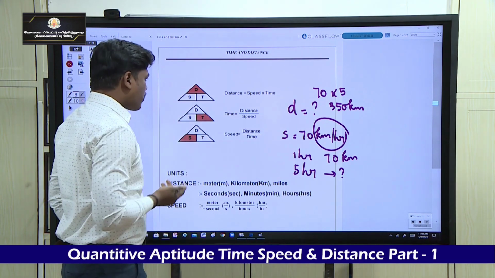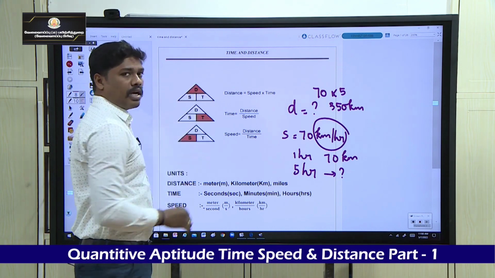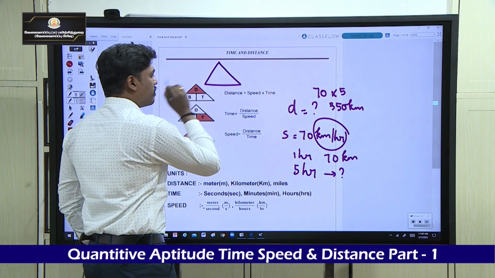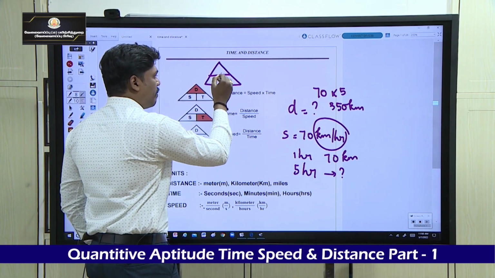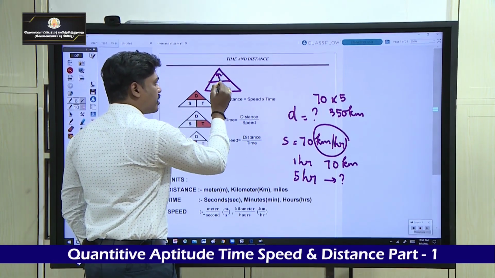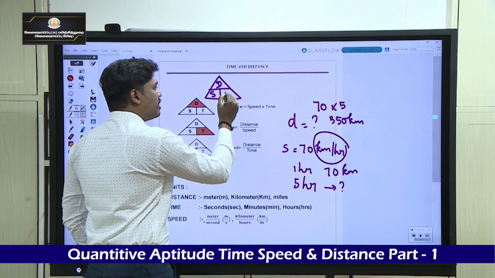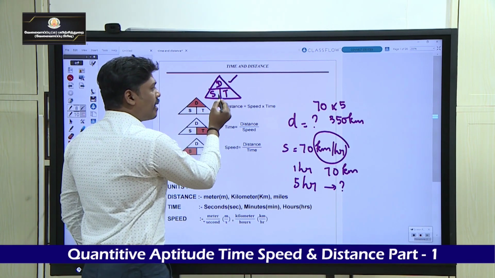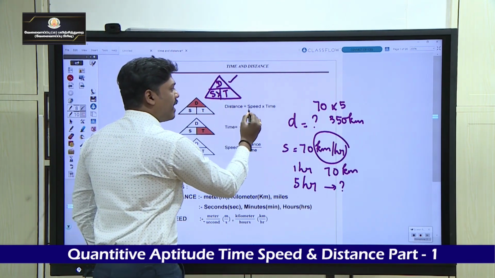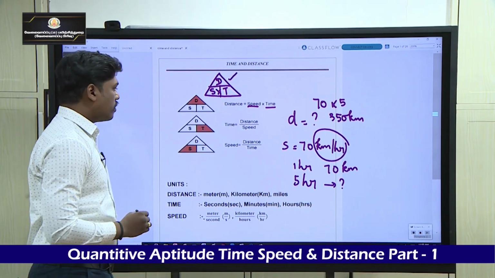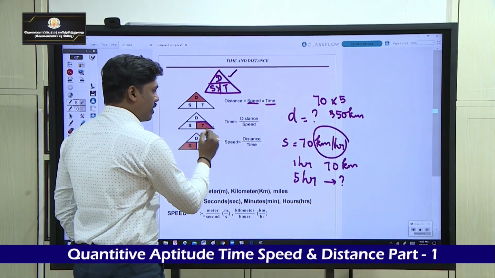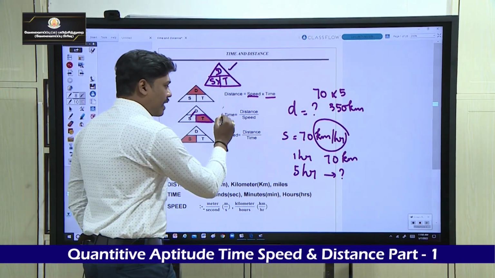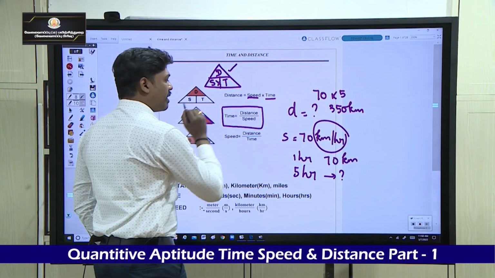Look here, a simple way to understand the formula. Just draw a triangle and divide it into 3 parts. This is distance, this is speed and this is time. If we want distance, you can just multiply S and T, speed into time. If you want time, look here, distance by speed. So time is equal to distance by speed.